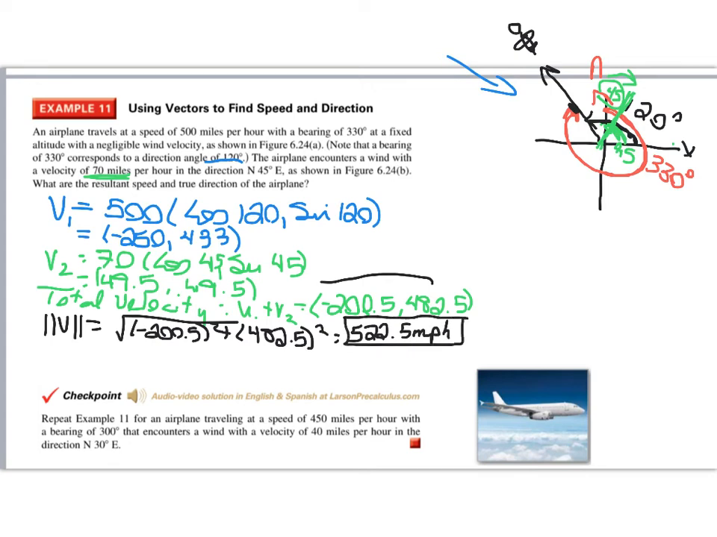The next thing it asks us is the direction of the airplane. So remember with direction, what we had to do is the tangent. So tangent theta, and we go back here to our vector, and we want the sine, which is 482.5, over the cosine, which is negative 200.5. All right, now stop for a second. Think about what quadrant that's in. Our y is positive and our x is negative, so this is in quadrant 2.